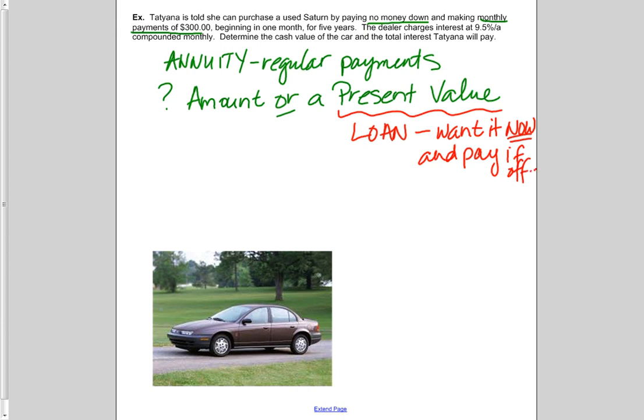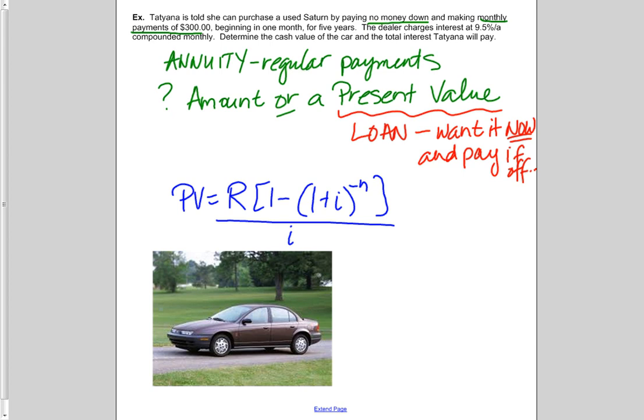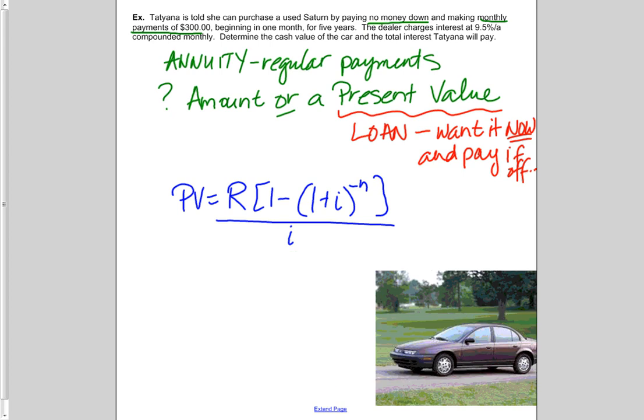So generally speaking, if you can keep it in the back of your head that a loan is a present value problem because it's something you want now and you're not saving towards the future. So our present value formula is R1 minus, there we are. Let's write in what we know. The present value is the same as the cash value. What loan can she take right now if she's willing to pay off $300 a month?